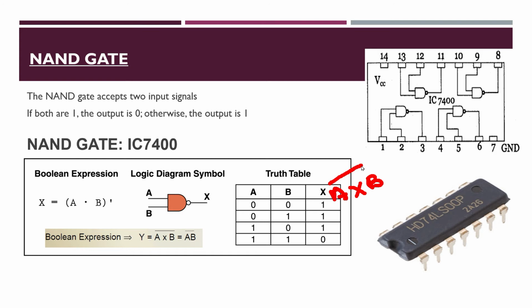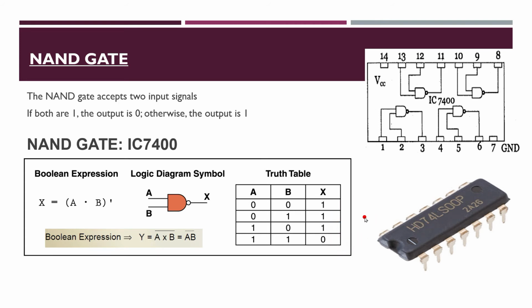So 0 into 0 is going to be 0 and the inversion of 0 is 1. 0 into 1 is 0 and the inversion is 1. 1 into 0 is 0 and the inversion is 1. 1 into 1 is 1, the inversion is 0. So this is how the NAND gate truth table works.